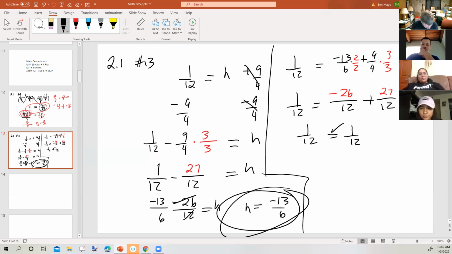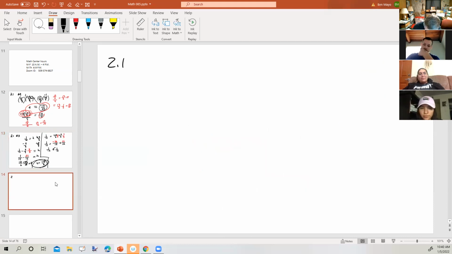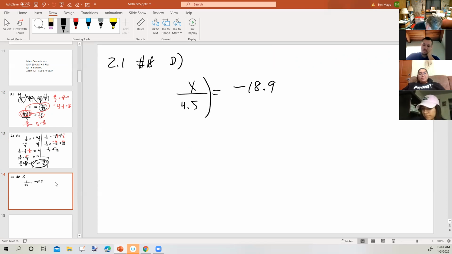Okay, I've got one more. This is also from section 2.1. This is number 18, part D. Solve the equation, then check the result. We have x over 4.5 equals negative 18.9. So I'm going to use the multiplication property of equality, and I'm going to multiply both sides by 4.5.